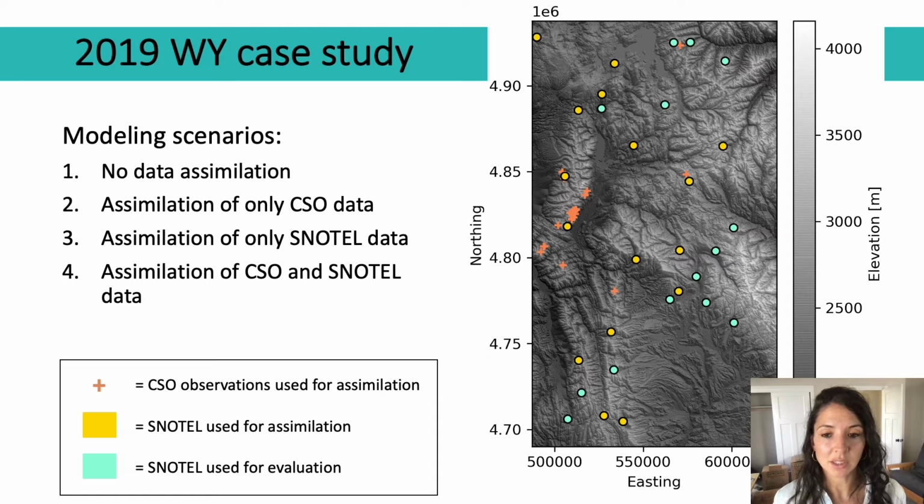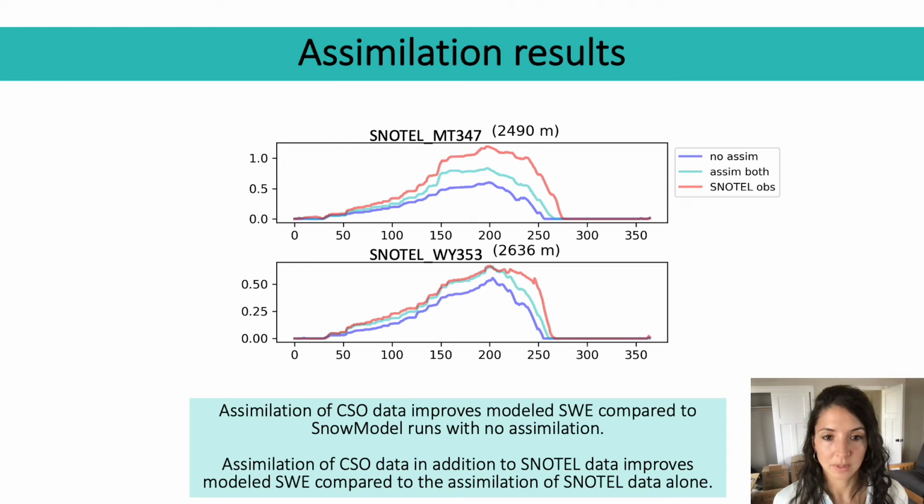We then conducted a series of numerical experiments that compared snow distributions for 4 modeling scenarios. 1, if no data were assimilated. 2, if only CSO data were assimilated. 3, if only SNOTEL data were assimilated. And 4, if a combination of CSO and SNOTEL data were assimilated. Through these experiments, we found that the assimilation of CSO data is of equal or greater value than the assimilation of SNOTEL data. This is demonstrated through 2 key findings.